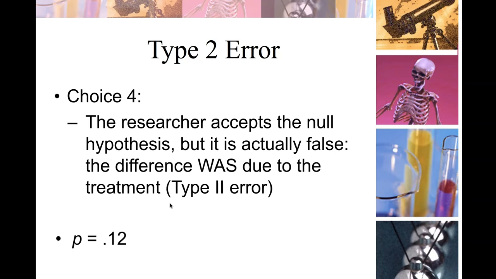You didn't have enough people in your study. There really is a difference between groups. Therapy A is better than therapy B. You just messed up your research. So there are 4 ways to go.